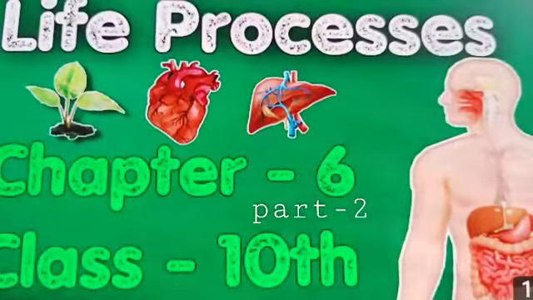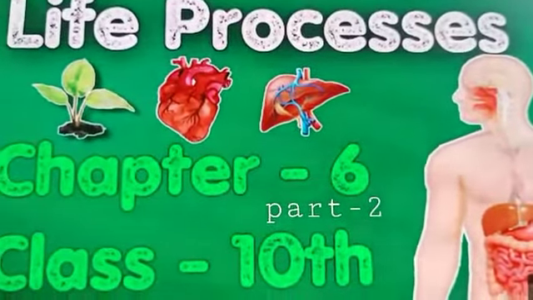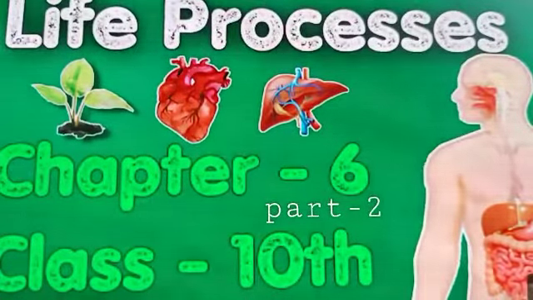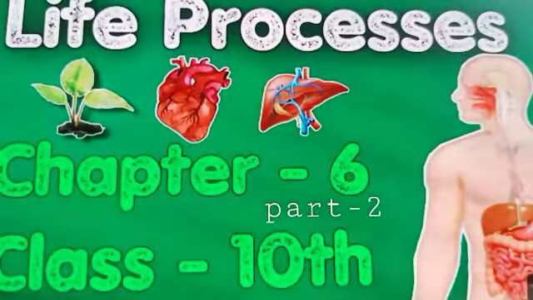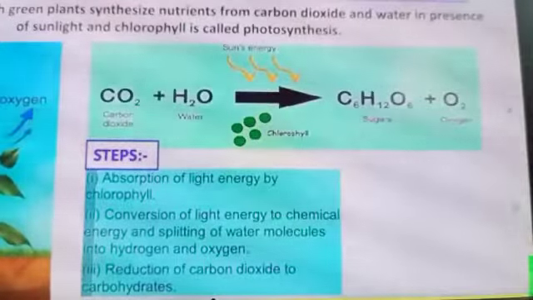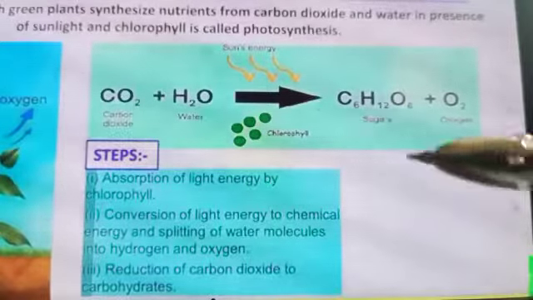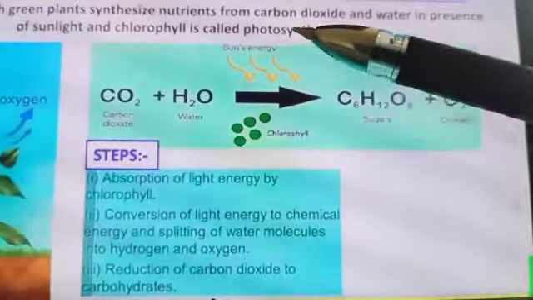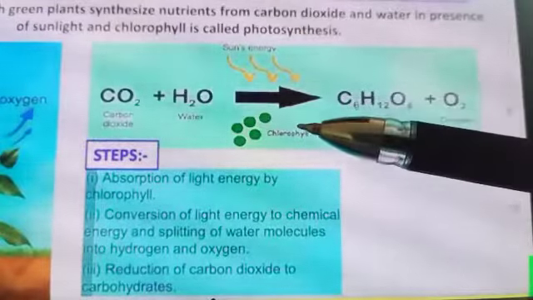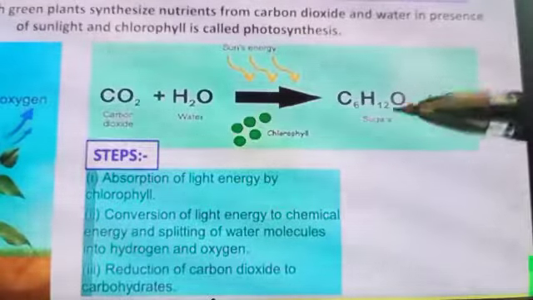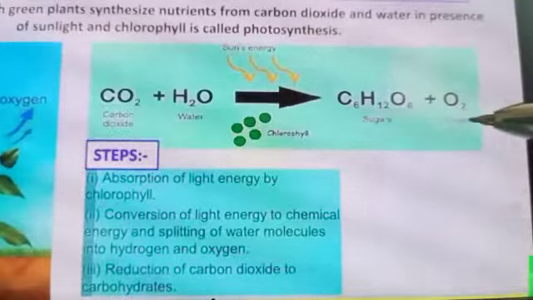So today we are going to continue with our topic, that is the life process. In the previous class we learnt about photosynthesis, how it is taking place. Here we were talking about how carbon dioxide and water mix in the presence of sunlight and chlorophyll. It gives rise to starch or sugar plus oxygen.